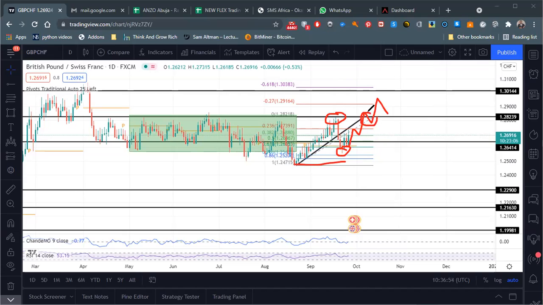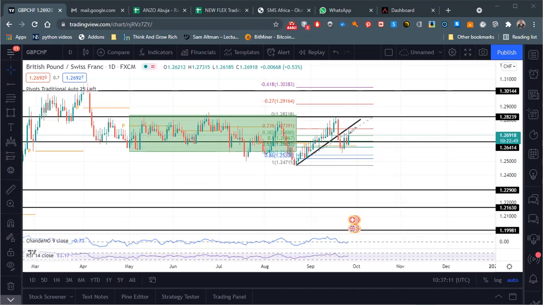So when price gets to this area, I'll be looking to see maybe I should protect my profits, or maybe just hold on and see if we get a break of this area to move to my overall targets, which is up here. So this is the plan on the pound squeeze from where price is.